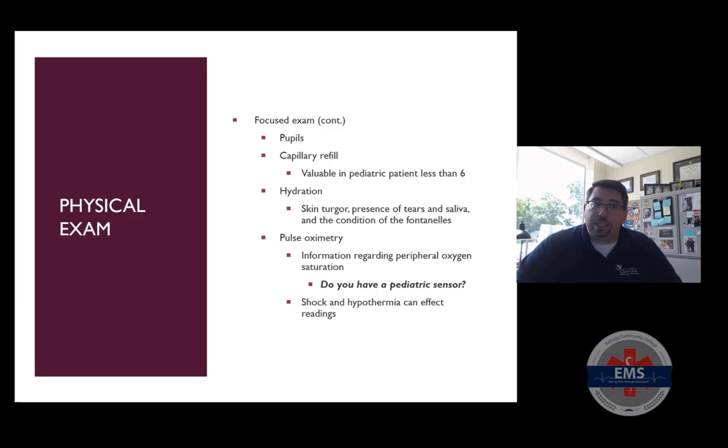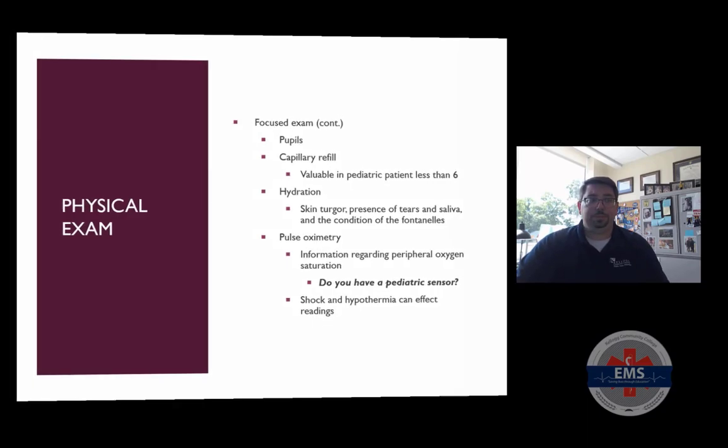We also want to know about their hydration, things like skin turgor, presence of tears or saliva, and then the condition of the fontanels. Pulse oximetry is going to be pretty decent information for us, but you need to use the appropriate sensor device, which means you need a pediatric sensor. Shock and hypothermia also can affect your pulse oximetry readings and make them unreliable.